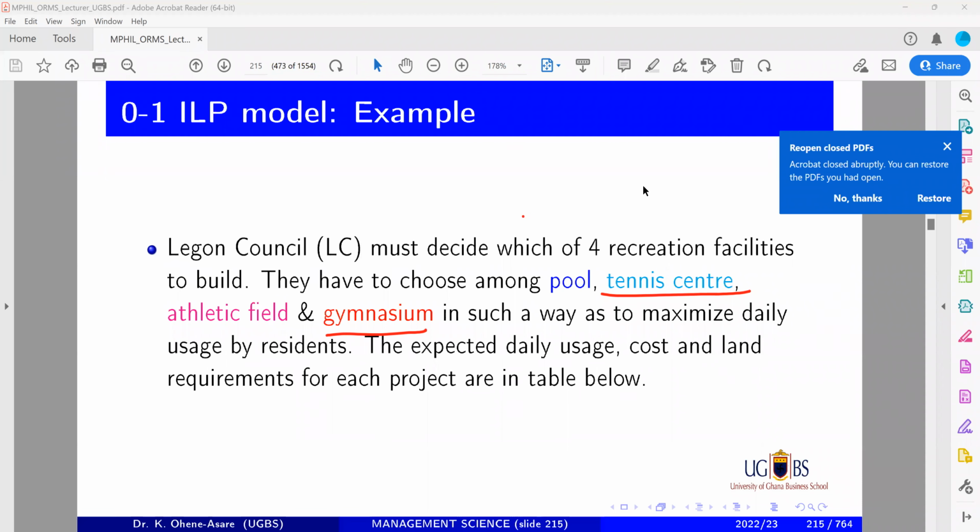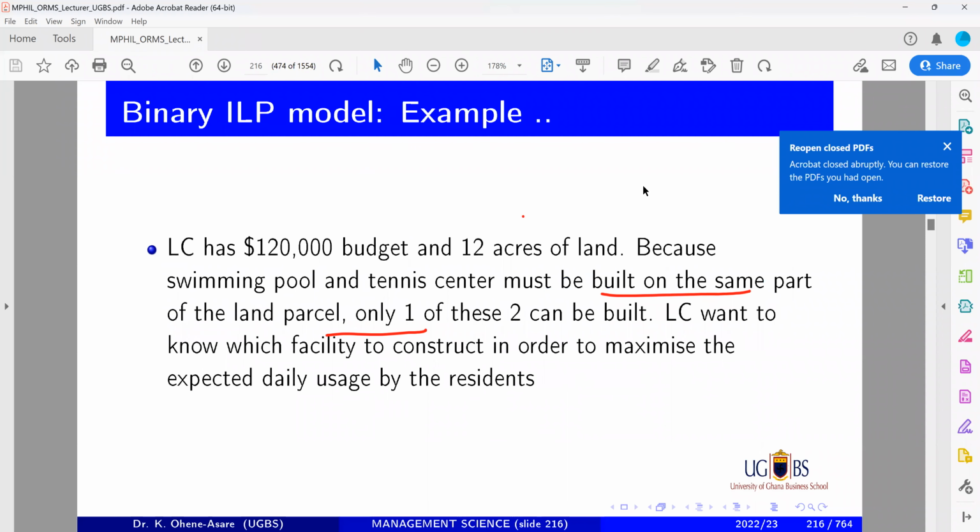So you've been given that the Legon Council has a 120,000 budget and 12 acres of land. So you have a budget constraint that you are being told to take into consideration. You expect some element that will create that budget. And then you also have an acres of land constraint, okay? So you have a land constraint there.